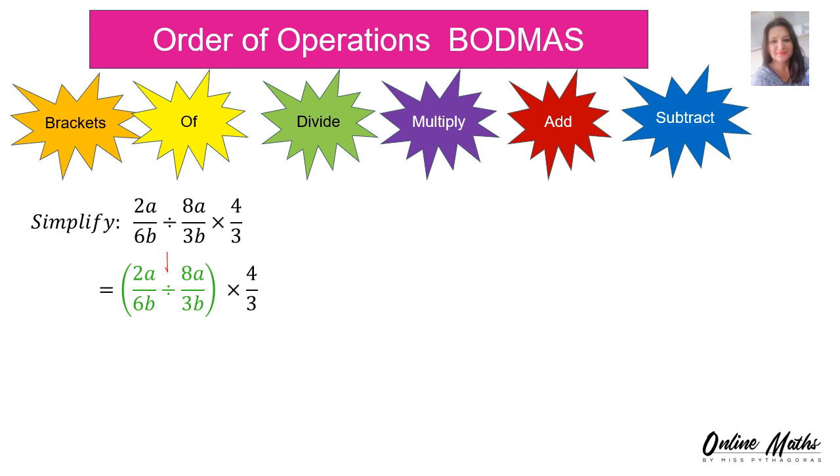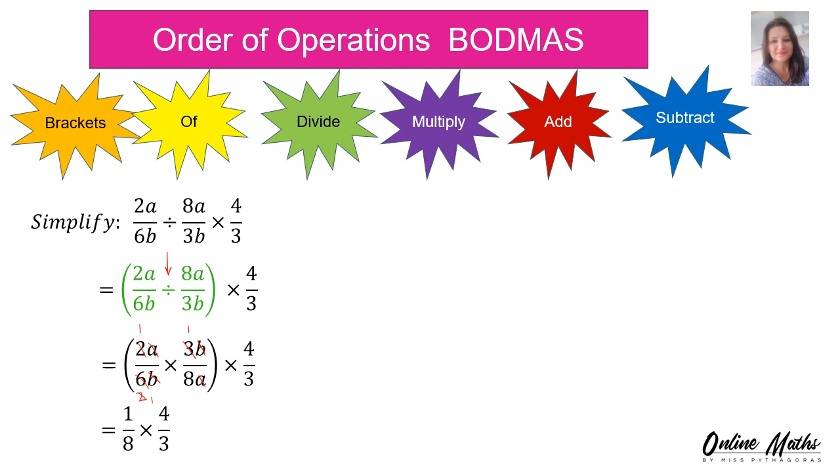Remember, it's tip and times, so the division will change into a times, and the number after the division sign will be swapped. Now you can see that 8a over 3b became 3b over 8a. Now I can say b and b will cancel, a and a will cancel, and then we can start by saying 3 goes in itself once, 3 goes into 6 twice, 2 goes in itself once, 2 goes into 2 once. So I'm left with 1 over 8 times, and then there's the 4 over 3.